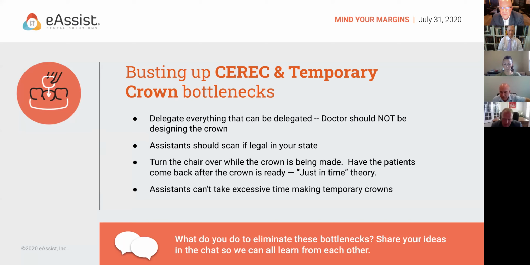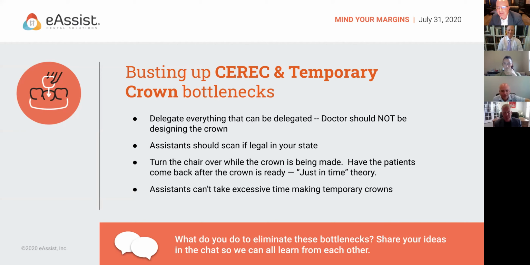So we've kind of done some things to help that. The first thing is delegate everything that can be delegated. Doctors shouldn't be designing the crown. Even though sometimes it's fun, and if you like it, you enjoy it, obviously do it. Just know how much it's costing you per hour, because you know what your opportunity is. More efficient, right? And some doctors love it. And there are times when I will sit and do it. I'm not perfect that way either.